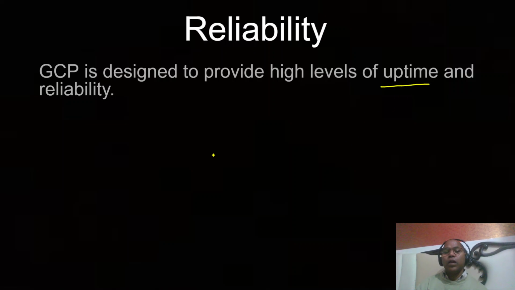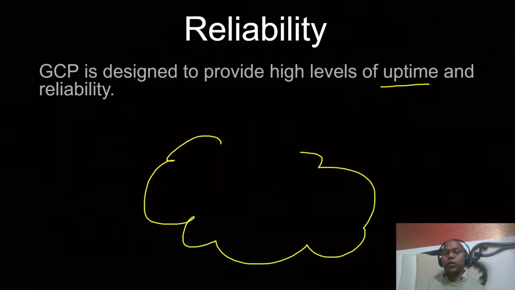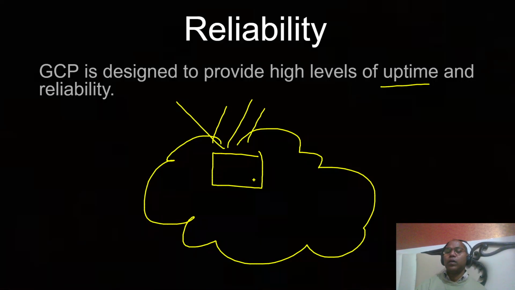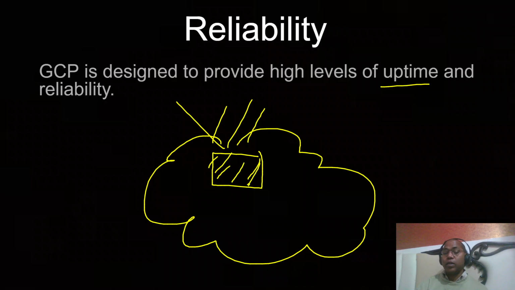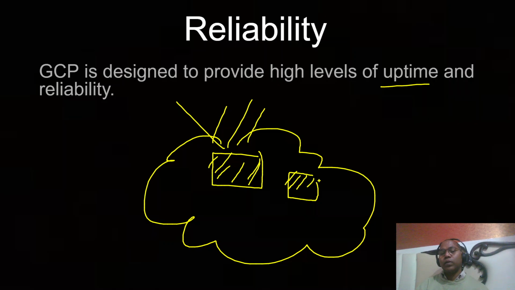Uptime: let us say in the cloud we have one service and multiple requests are coming in. What happens if, for some reason, this server crashes, goes down or gets overloaded? GCP maintains multiple copies of the server in different zones. If this server is down, the requests are routed to other servers, and they are taken care of.